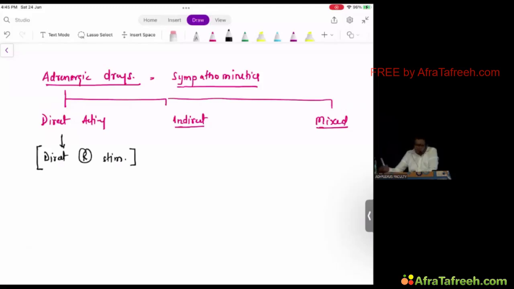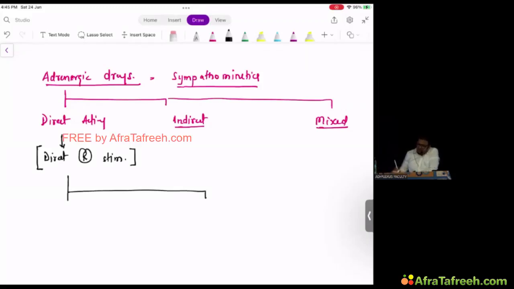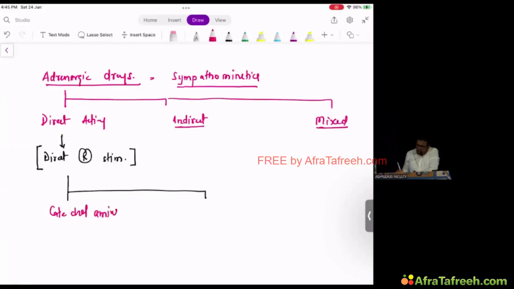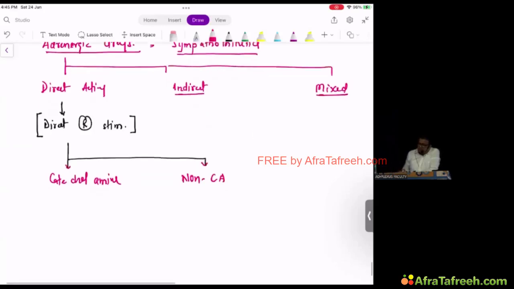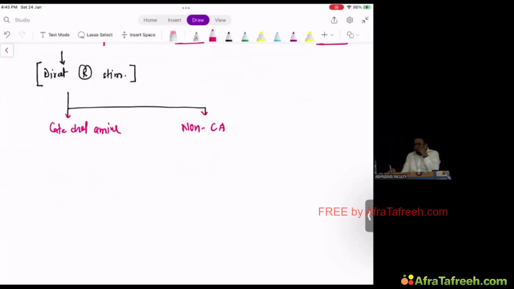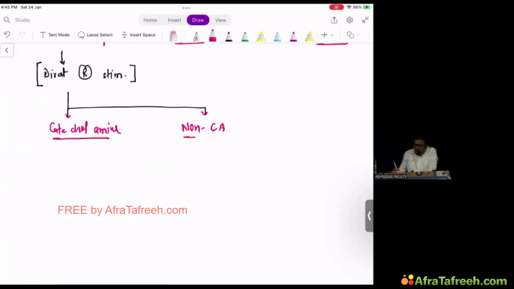Direct action. Directly acting drugs are further classified into two types. They can be drugs which can be called as catecholamines or non-catecholamines. So these are two types of directly acting drugs: catecholamines and non-catecholamines.